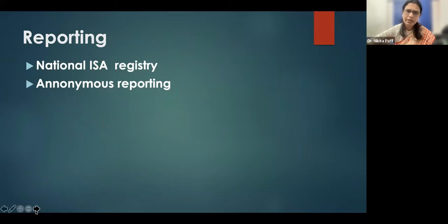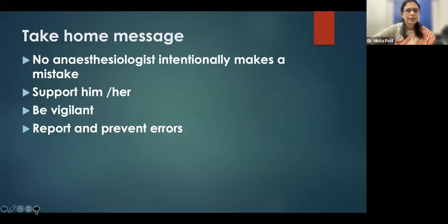Here you are reporting your drug errors so that mistakes are not repeated by others, so it is a guideline and a preventive measure. It also collects data from private practice. So the ISA National Registry is a very good option that has come to us lately.